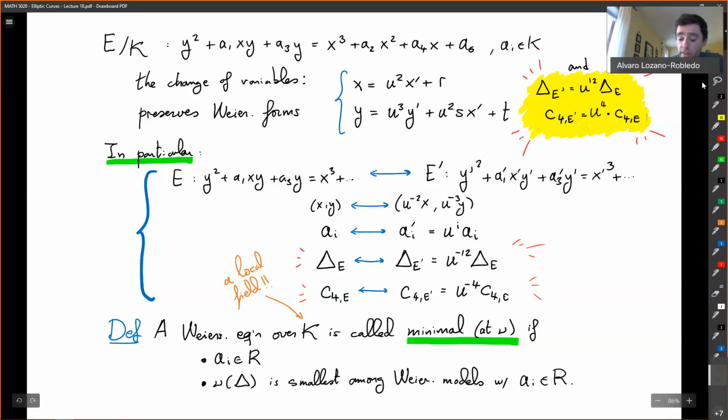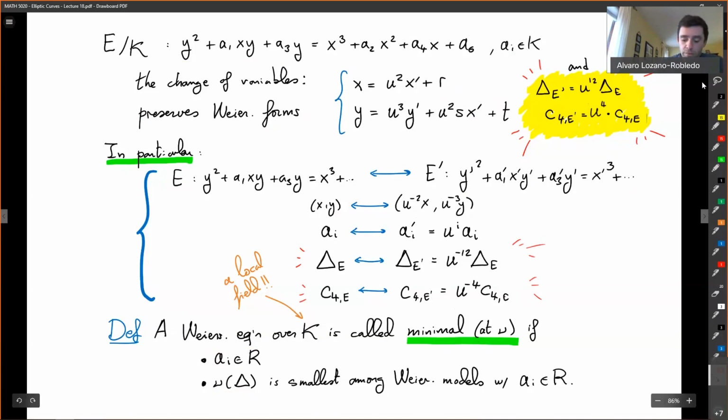So we define an equation to be minimal if the coefficients are in the ring of integers and delta has the smallest valuation among all the possible Weierstrass models. Once the coefficients are in the ring of integers, delta is in the ring of integers, so the valuation is a non-negative integer, and therefore there is a smallest such number among all the models.